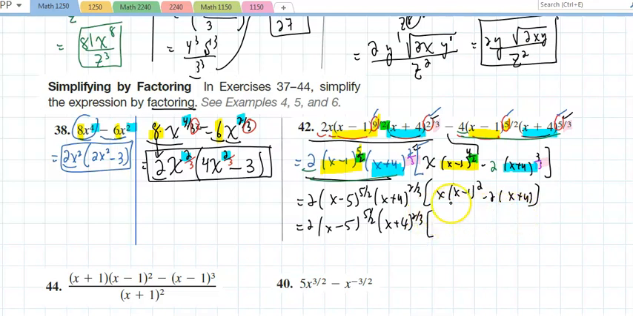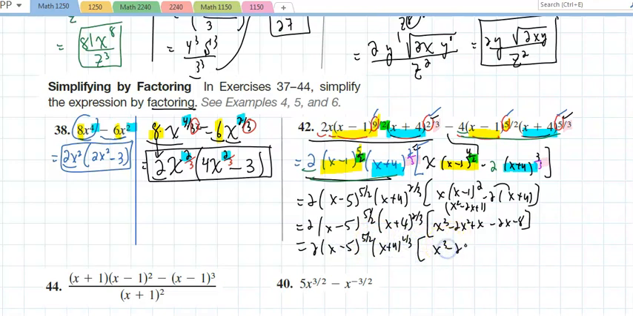And that is x squared minus 2x plus 1 times x, that's x cubed minus 2x squared plus x minus 2x minus 8, and that doesn't factor. This is as far as you go.